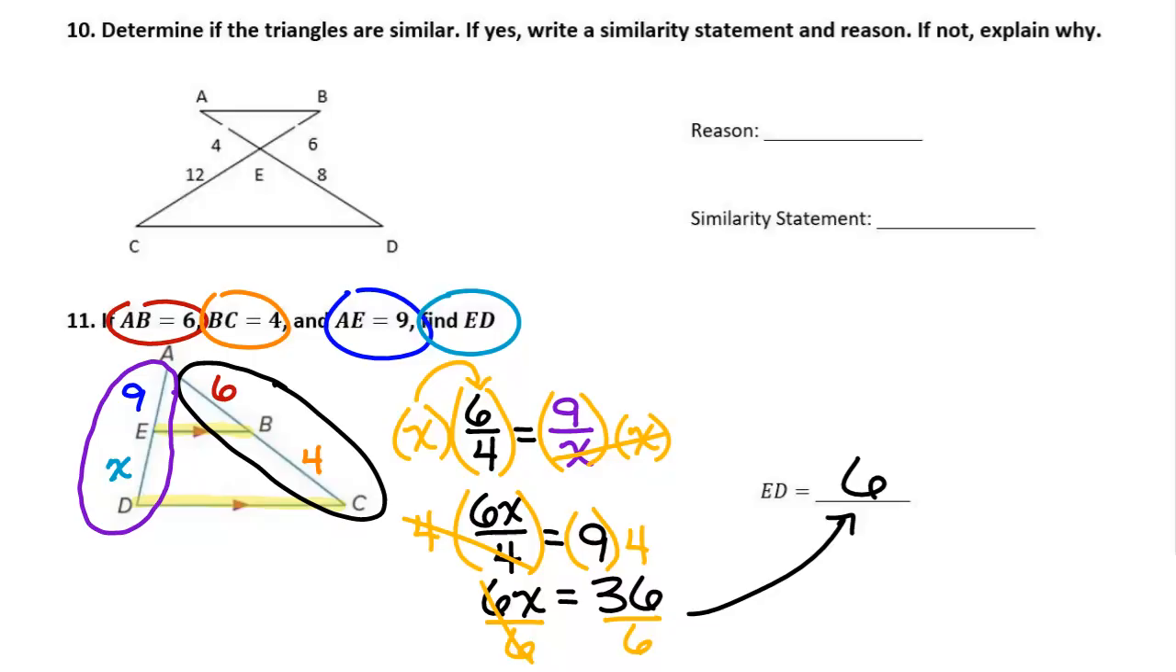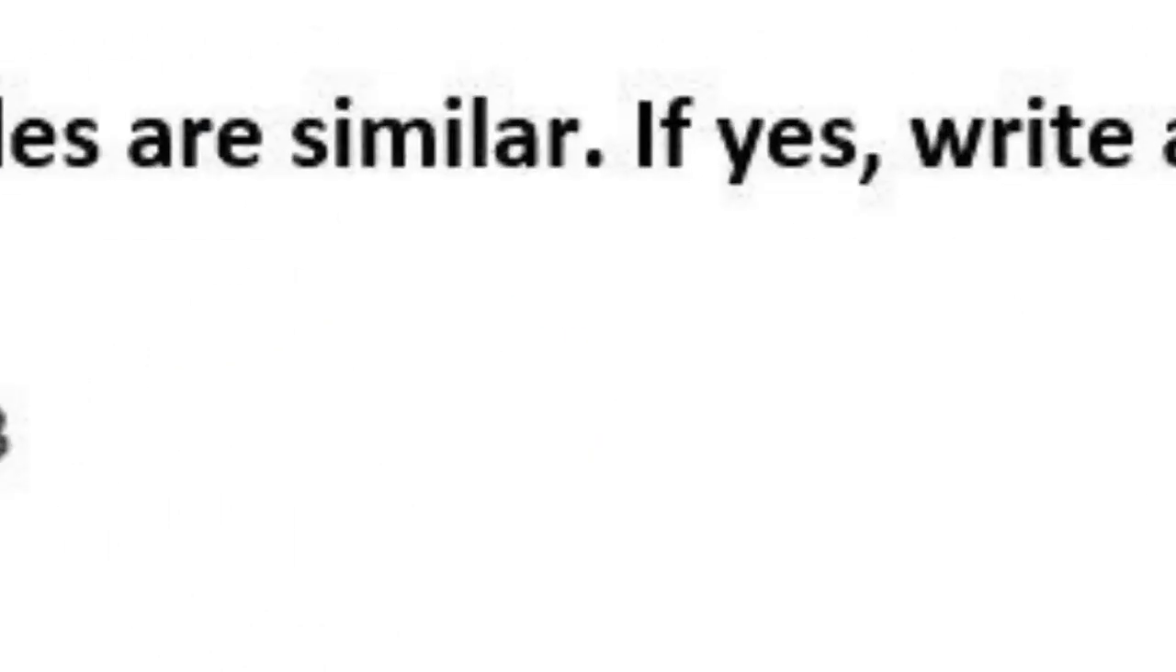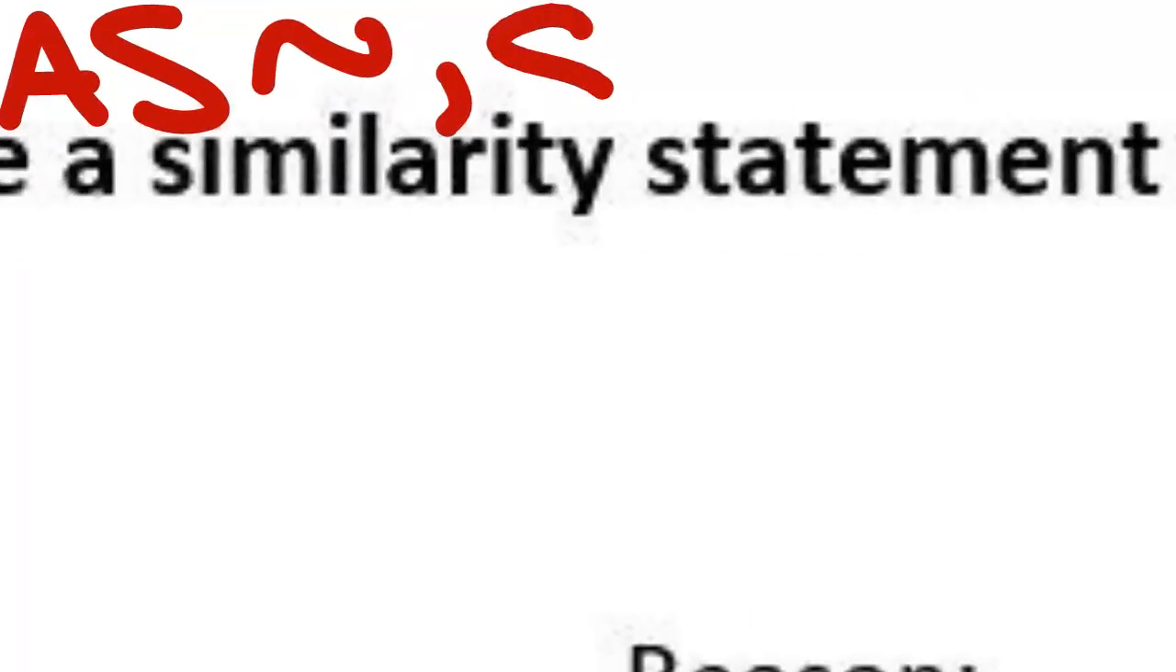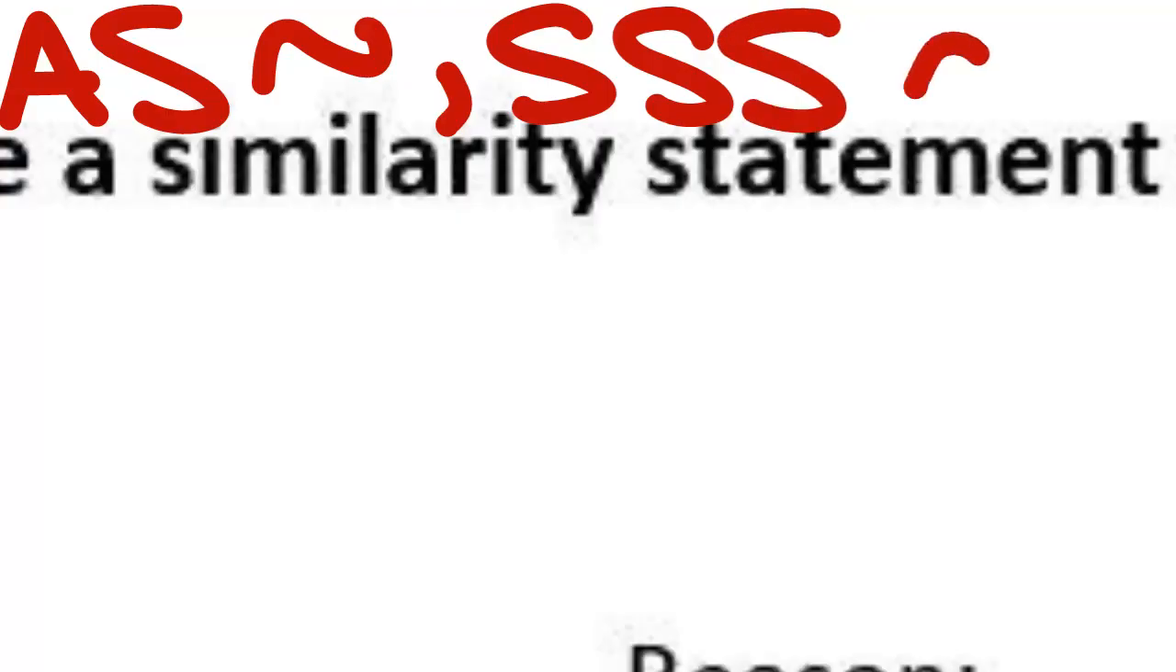What other problems would you guys like me to work through? Number 10? Absolutely. Determine if the triangles are similar. If yes, write a similarity statement and reason. If not, explain why. So one more time, the three types of similarity that we have are angle-angle similarity, side-angle-side similarity, and side-side-side similarity.